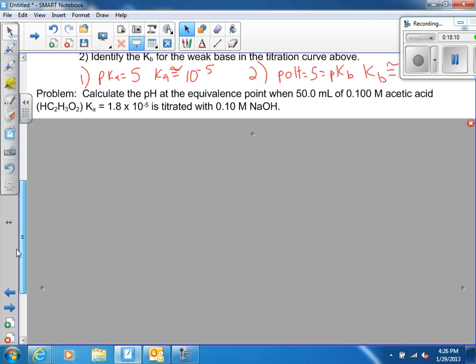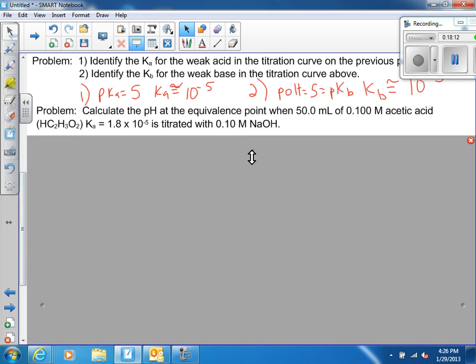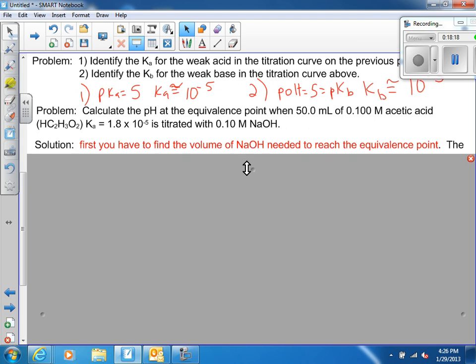Okay, new problem. Calculate the pH at the equivalence point when 50 milliliters of 0.1 molar acetic acid, Ka given, is titrated with 0.1 molar NaOH. First, you have to find the volume of NaOH needed to reach the equivalence point. If you're ever asked to find the pH at equivalence, you better find out the equivalence point first. You need your volumes.